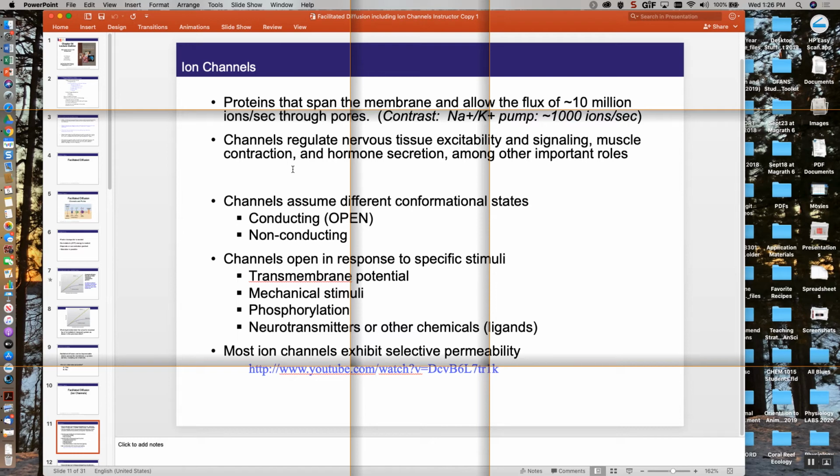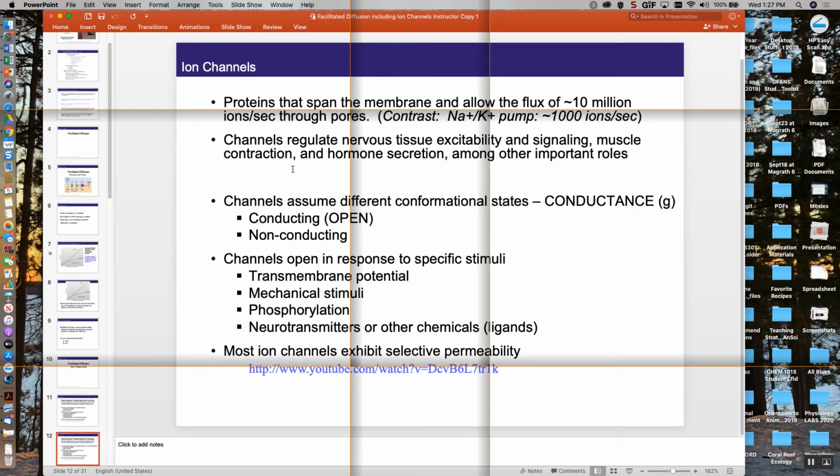All right. First of all, there are 3 properties that we're going to go over today. We're going to talk about conformational states. That's conductance. See what I did there with the slide? That first bullet point, we're going to be talking about conductance. Then we're going to be talking about how ion channels open and close. That's called gating. And then finally, I'm going to be talking about selectivity at the bottom there.